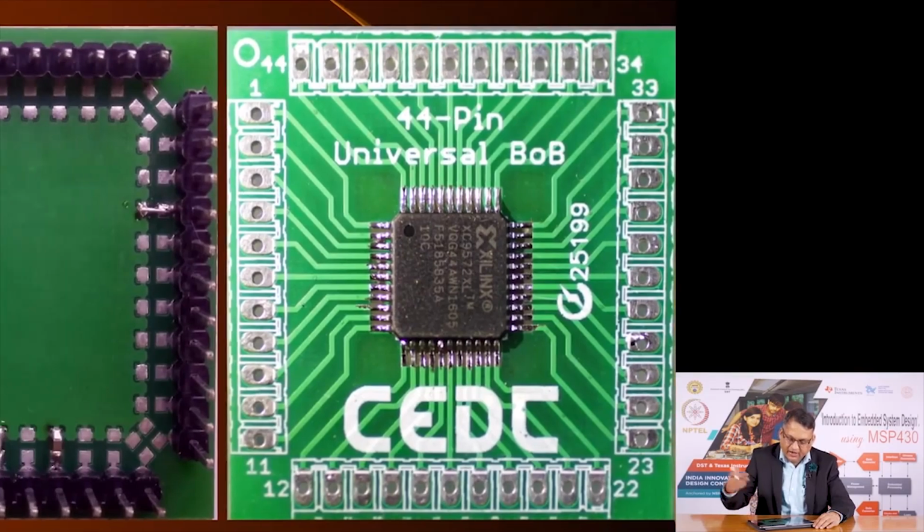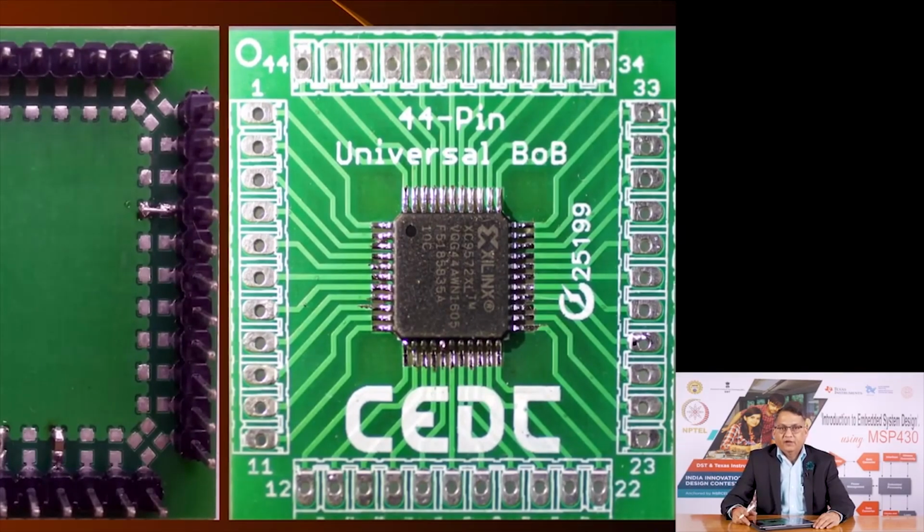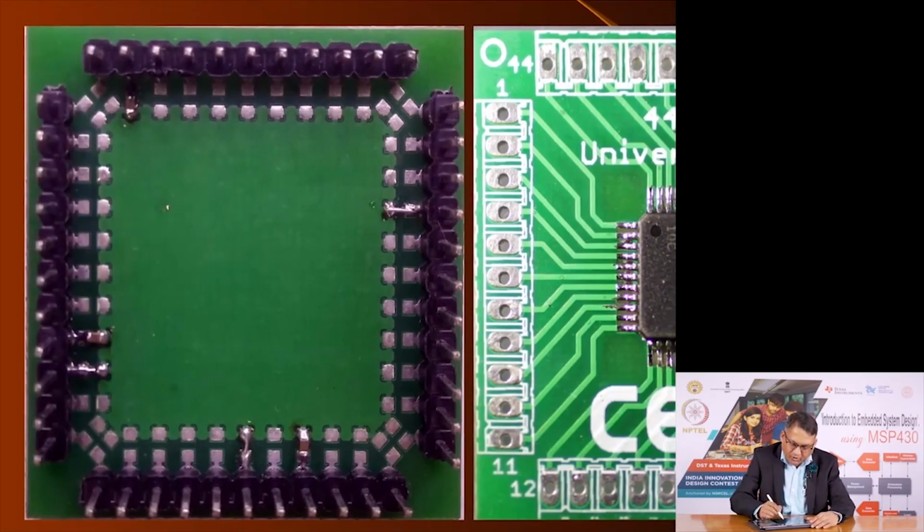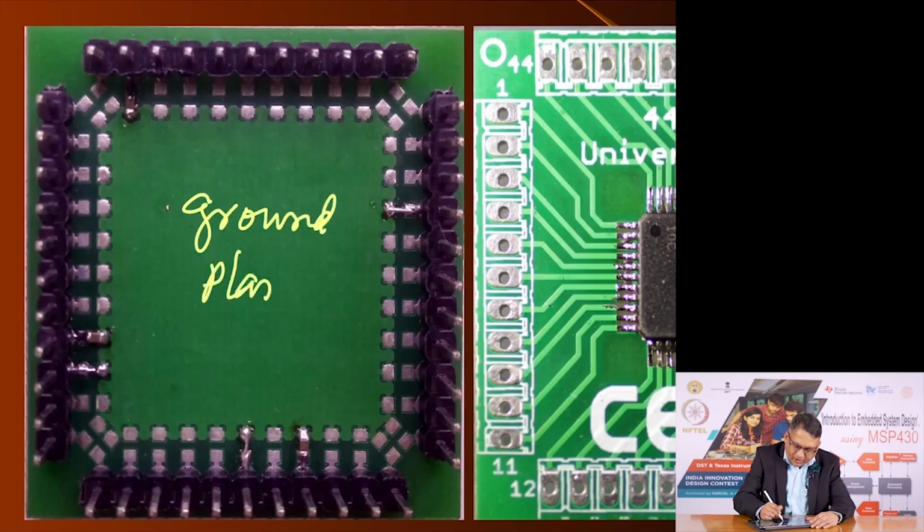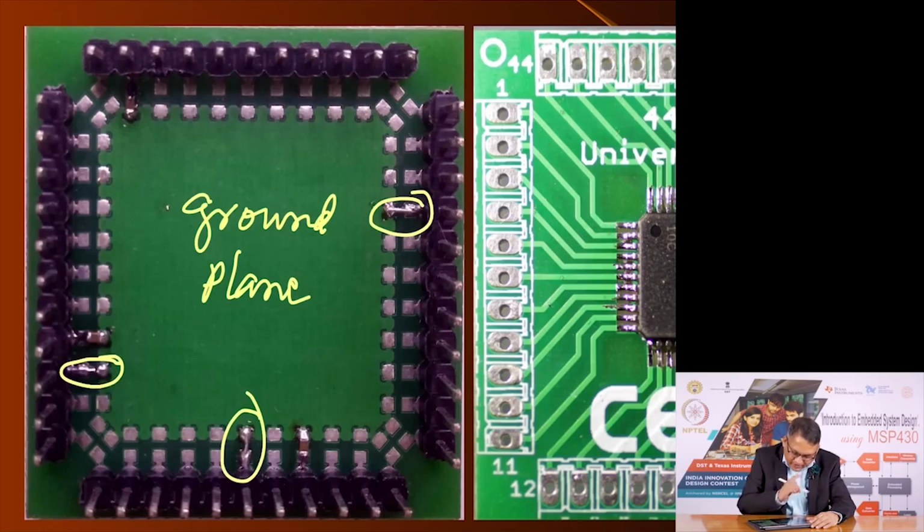This was fabricated using outside fabrication facilities, and this is actually a 44 pin universal breakout board, which means any 44 pin IC can be soldered onto this, and at the bottom are appropriate ground pins. This is going to be the ground plane. Depending upon which pins of the IC that you are soldering need to be grounded, they are grounded here, here, here and somewhere here.